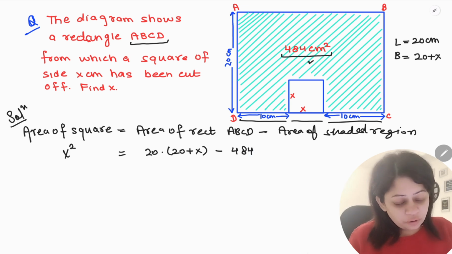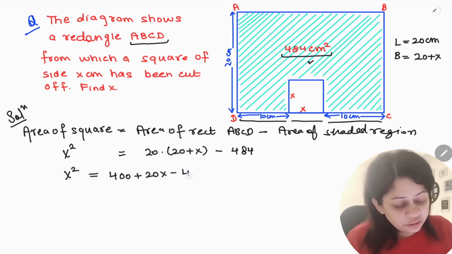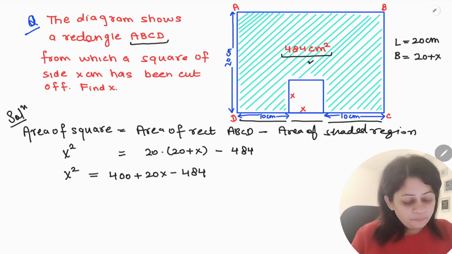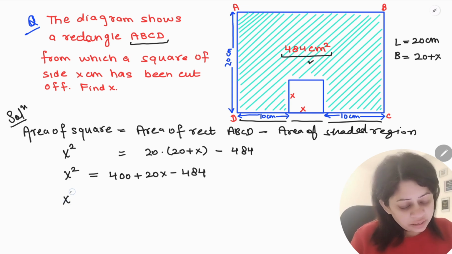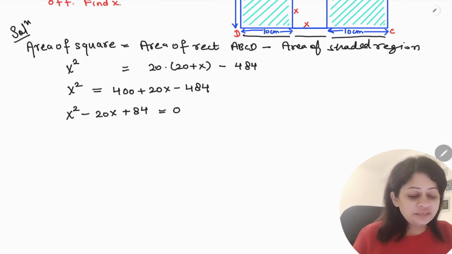Now I will try to solve the equation. x square is equal to, if I solve it, 400 plus 20x minus 484, right? Now x square minus 20x, and this will be minus 84, and if I bring it to the left hand side it will become plus 84 is equal to 0. Now I need to solve this equation and find the value of x, right?